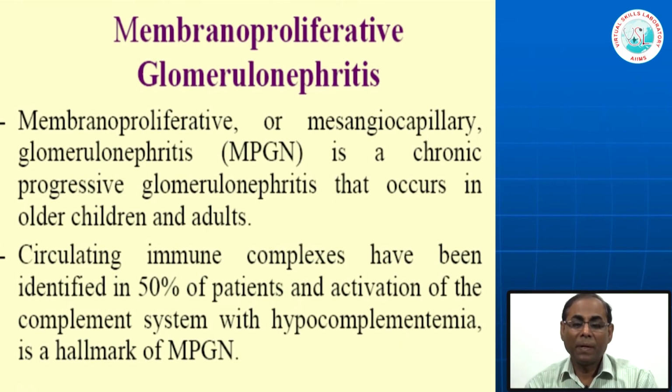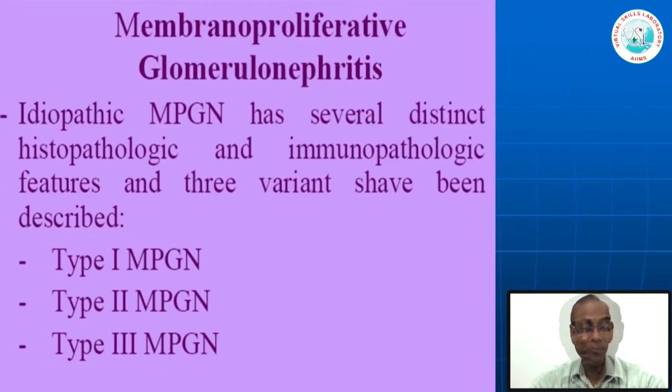Nowadays, membranoproliferative glomerulonephritis has become much more complex after our knowledge of the involvement of abnormalities of the complement system, which can morphologically give rise to a membranoproliferative picture. But anyway, we will still follow the current textbook, and in the near future I will be adding what explorations are happening. Classically, MPGN has several distinct histopathologic and immunopathologic features.